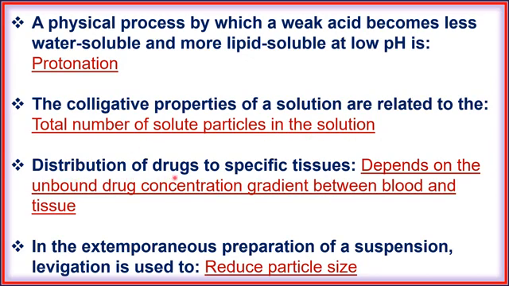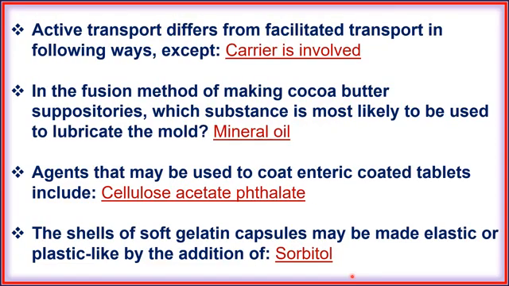Next, distribution of drug to specific tissues depends on the unbound drug concentration gradient between blood and tissues. Next, in the extemporaneous preparation of suspension, levitation is used to reduce particle size. Next, active transport differ from facilitated transport in the following ways except carrier is involved. Next, in the fusion method of making cocoa butter suppositories, which substance is most likely to be used to lubricate the mold? Mineral oil.